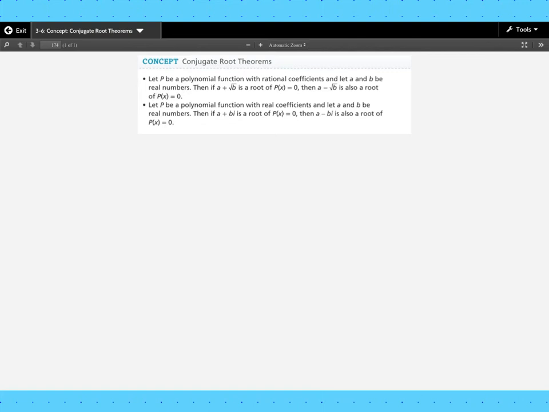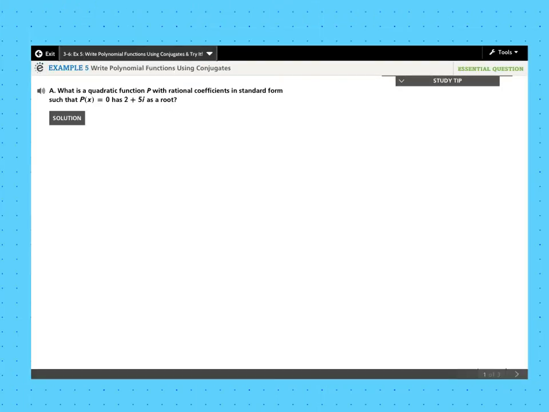And if a plus bi is a complex root to the polynomial, then the conjugate a minus bi must be a solution to the polynomial. It's pretty intuitive and it's very helpful. And this is an easy and quick application of that conjugate theorem. It's asking, what's the quadratic function p with rational coefficients in standard form such that p of x equals 0 has 2 plus 5i as a root?